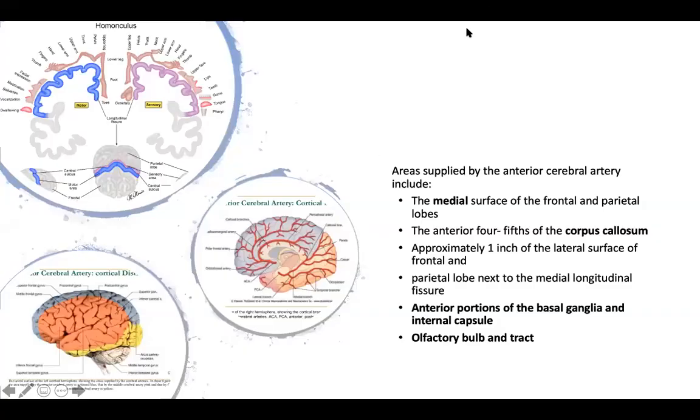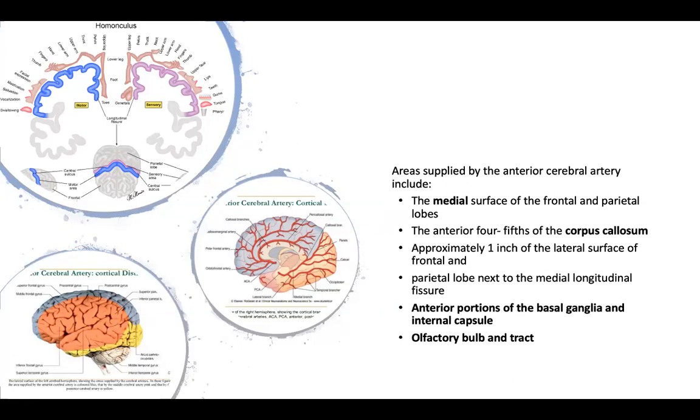Now the anterior cerebral artery supplies the anterior four-fifths of the corpus callosum. It supplies the medial surfaces of the frontal and the parietal lobe, and it supplies the anterior portion of the basal ganglia and the internal capsule. The unique part to remember here is the olfactory bulb and the tract. Okay, so this is unique. So anything related to olfaction, anything related to the sense of smell is covered by the anterior cerebral artery.